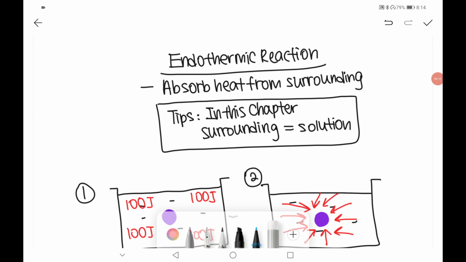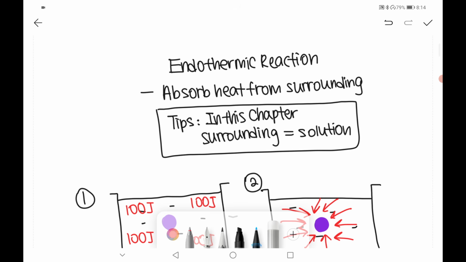Okay, so we will start with endothermic reaction. Endothermic reaction will absorb the heat from the surrounding.